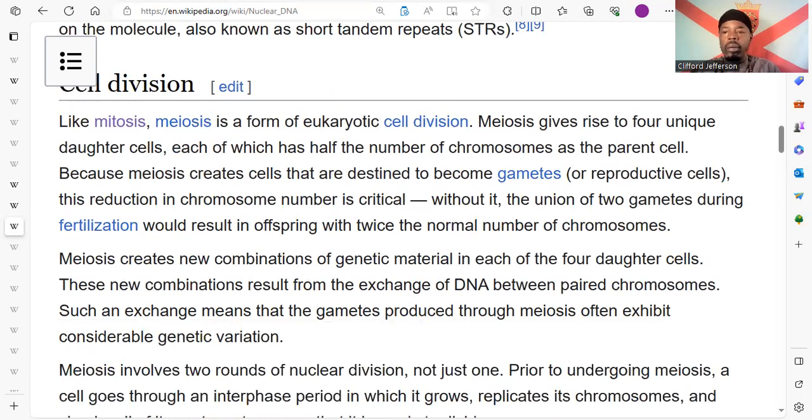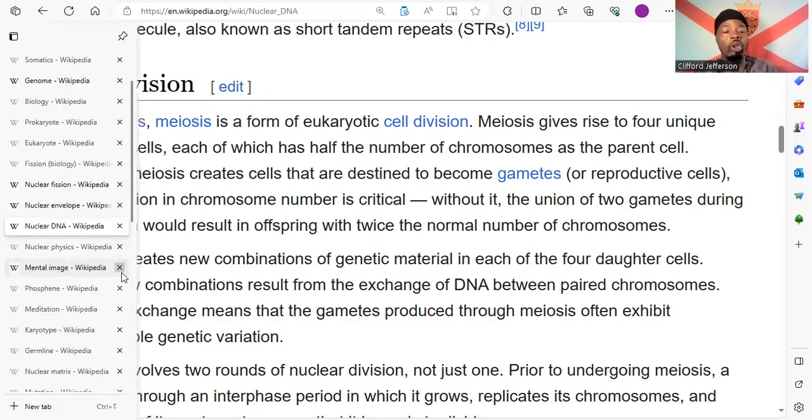Cell division. Like mitosis, meiosis is a form of eukaryotic cell division. Meiosis gives rise to four unique daughter cells, each of which has half the number of chromosomes as the parent cell. Because meiosis creates cells that are destined to become gametes, or reproductive cells, this reduction in chromosome number is critical. Without it, the union of two gametes during fertilization will result in offspring with twice the normal number of chromosomes. So when you're talking about genomes, you're talking about germ cells.